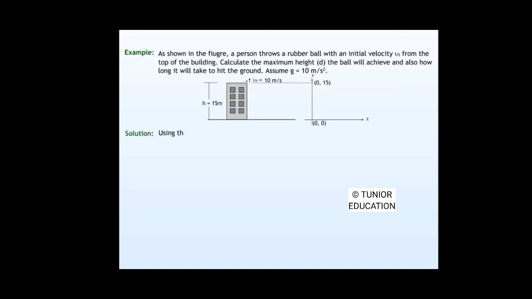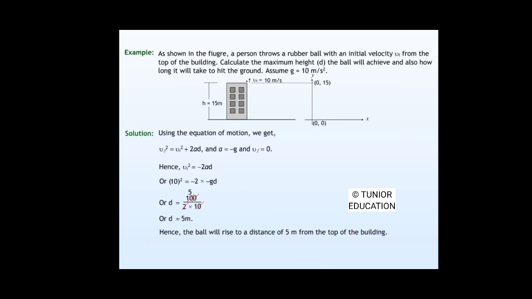Solution. Using the equation of motion, we get Vf square equals Vi square plus 2AD, and A equals minus G and Vf equals 0. Hence, Vi square equals minus 2AD, or 10 square equals minus 2 into minus G into D, or D equals 100 by (2 into 10), or D equals 5 meters. Hence, the ball will rise to a distance of 5 meters from the top of the building.